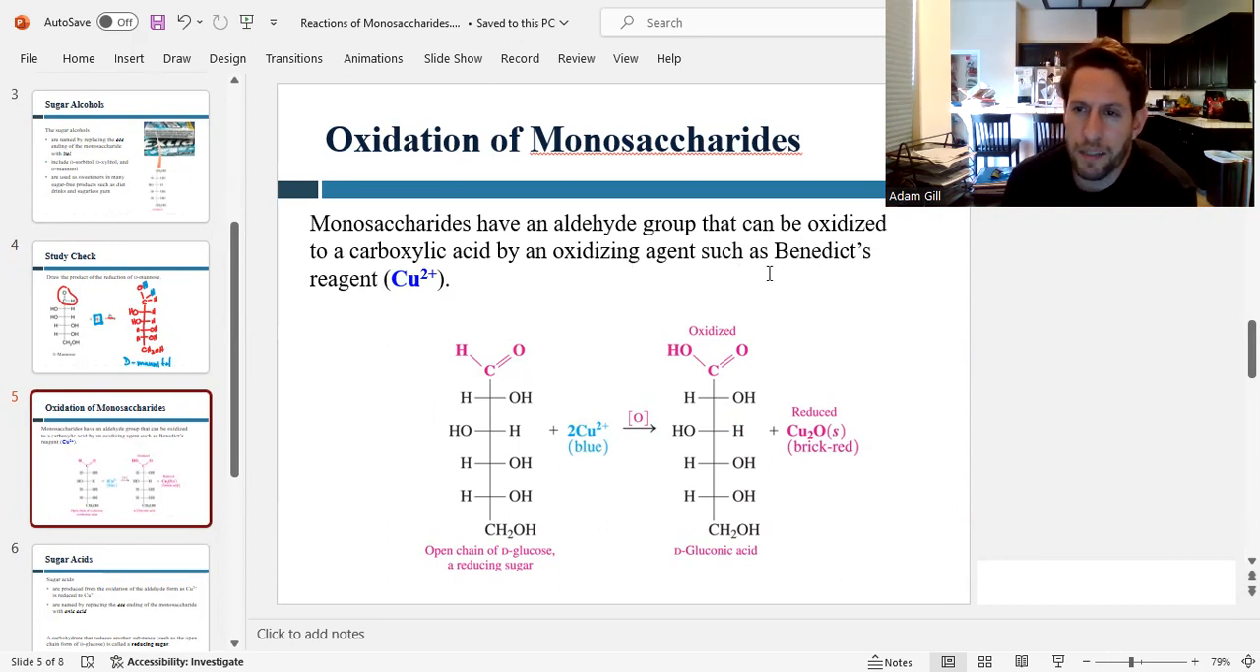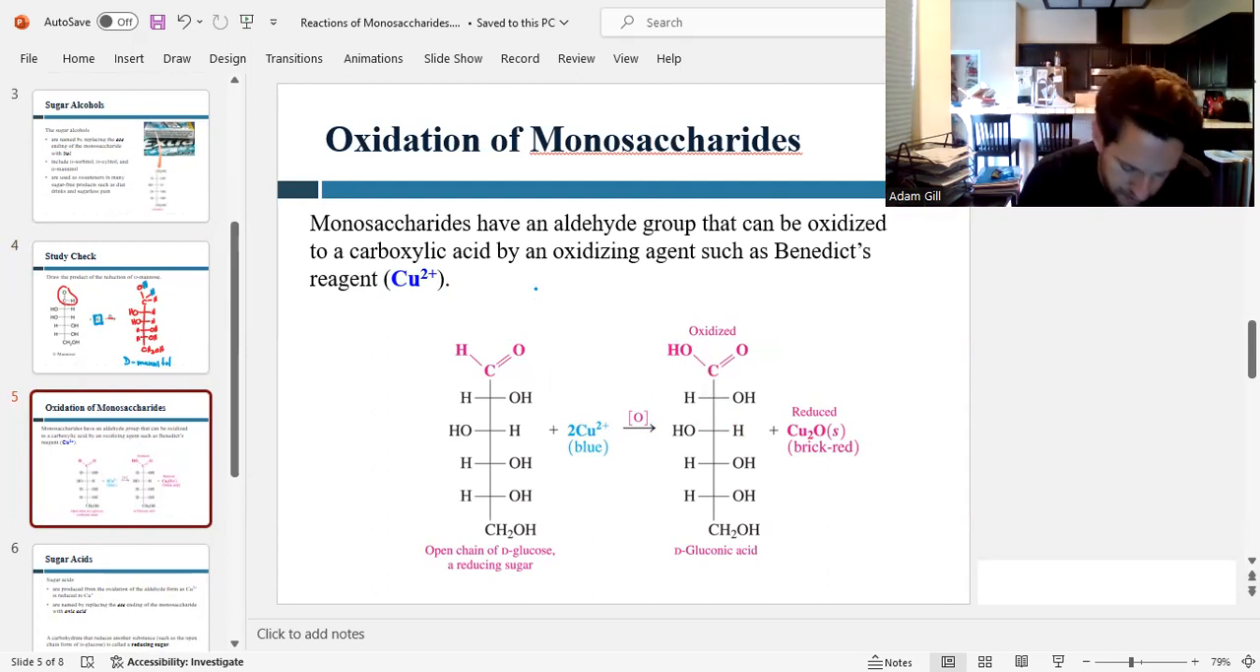And Benedict's reagent is basically a solution of copper 2+. And so the copper 2+ turns into copper 1 oxide. Copper 2+ is blue, copper 1 oxide is red. And so you get this nice color change from blue to red. And that tells you that you had a successful oxidation of your sugar.